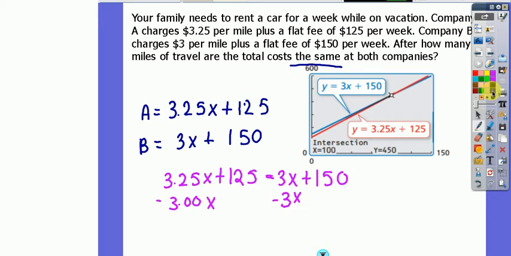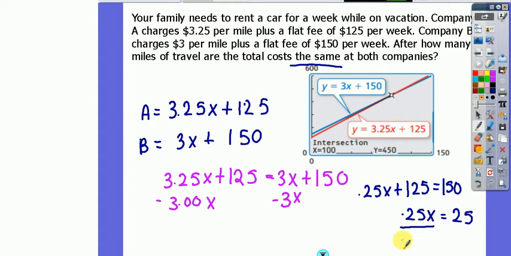I'm going to use a different color here. You end up with 0.25x plus 125 equals 150. We're going to keep going, and we're going to go ahead and subtract 125 from both sides. And we get 0.25x equals 25. We simply have to divide both sides by 0.25.